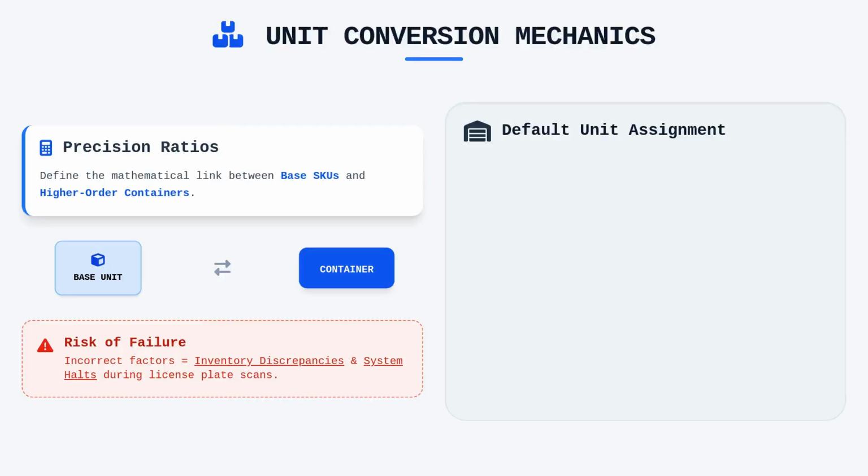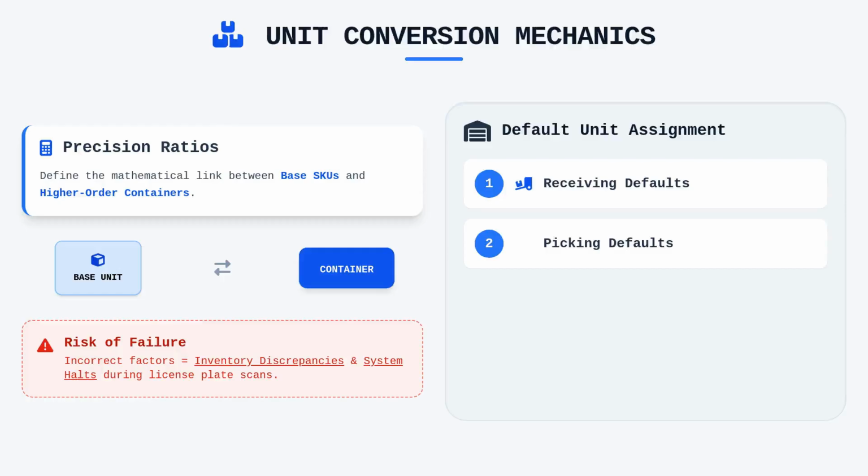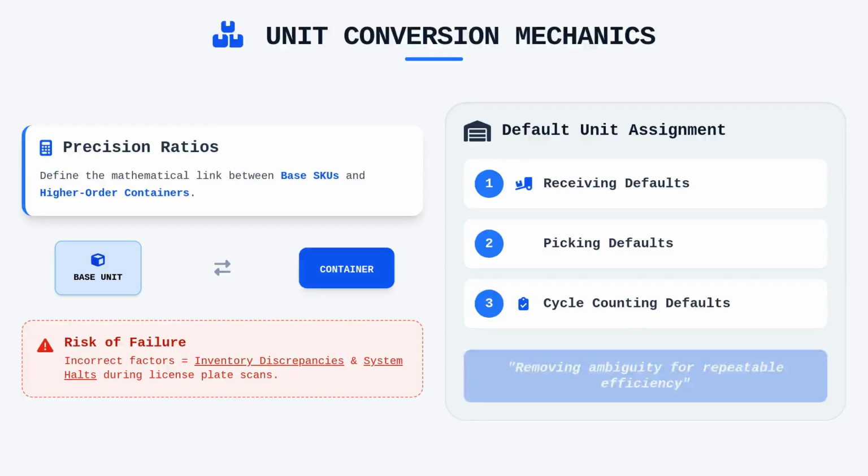Furthermore, assigning default units for specific warehouse processes, such as receiving, picking, and even cycle counting, further refines the system behavior. By setting these defaults, you remove ambiguity from the mobile device entry process, ensuring that the warehouse clerk is prompted for the most logical unit relative to the operation being performed. This is where the configuration moves from theoretical modeling to actionable, repeatable efficiency.